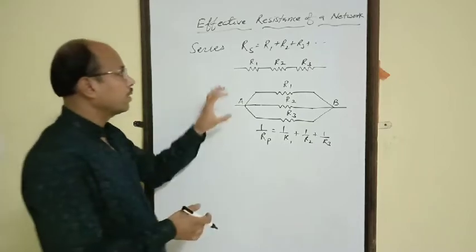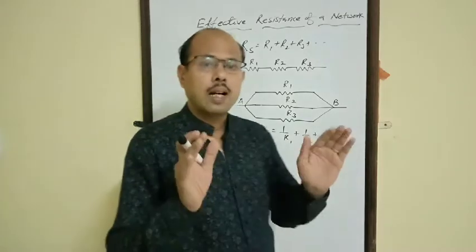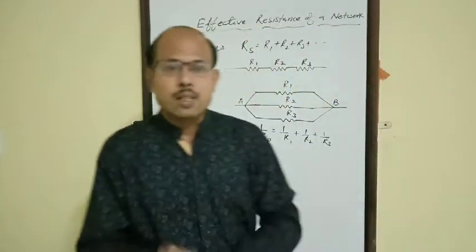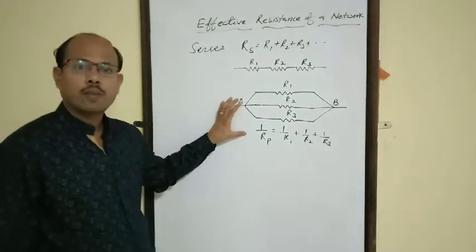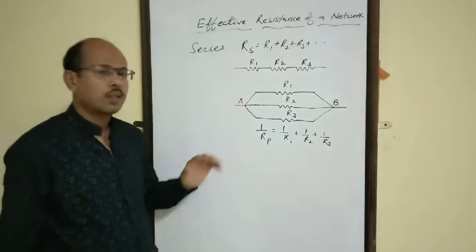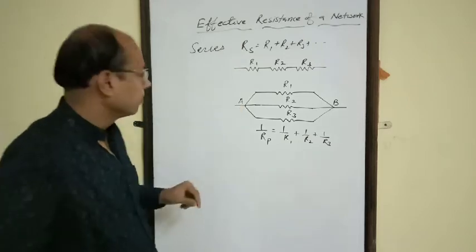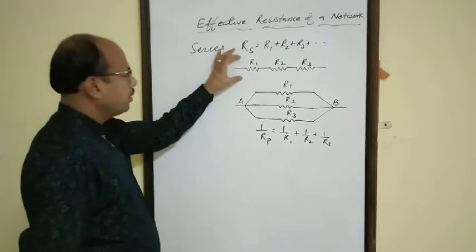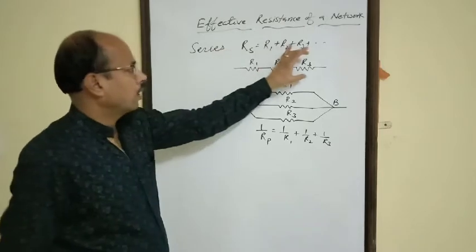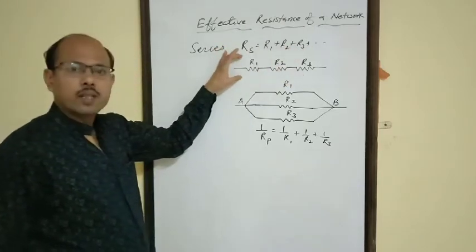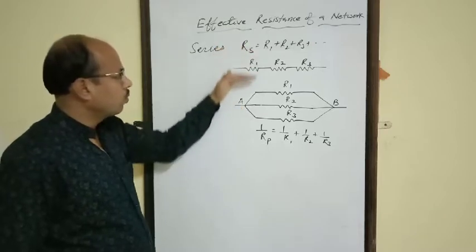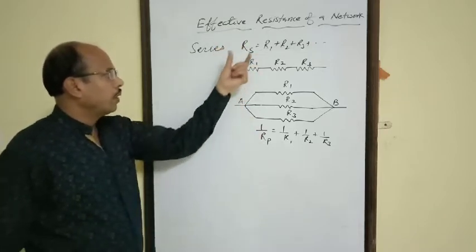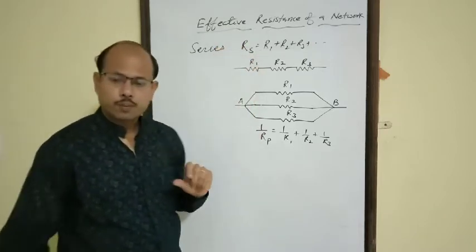Complex means when the resistors are connected in series as well as in parallel. How we can find the effective resistance in that case, I am going to discuss in this video lesson. So remember these two formulas: number one is for series combination, the other one is for parallel combination. We will keep these two formulas in mind whenever we are solving such types of questions.